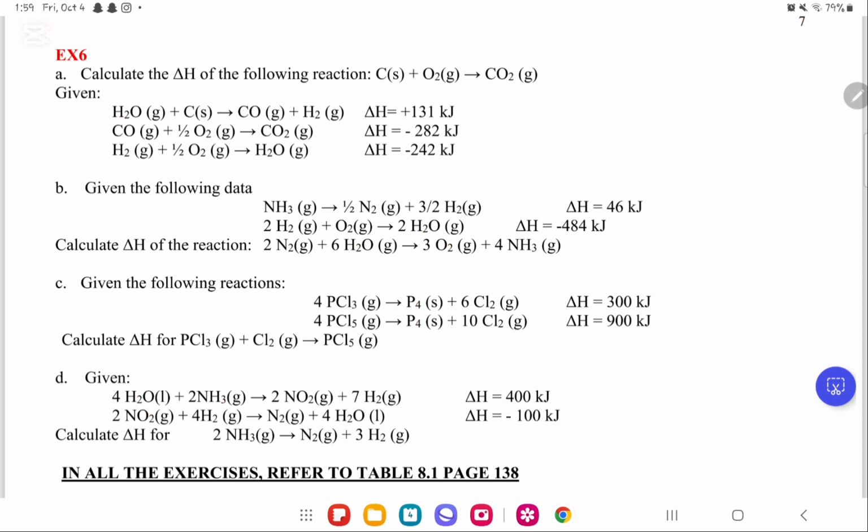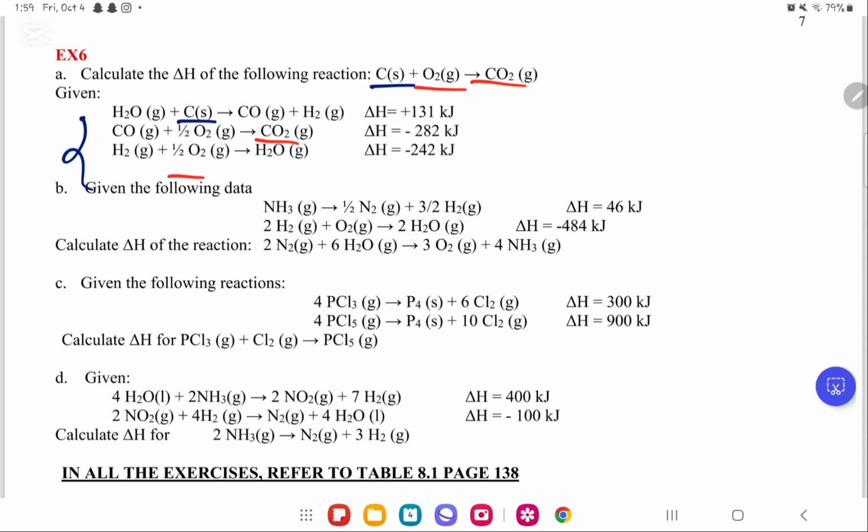Okay, calculate the value of delta H of the following reaction. We have C solid. Okay, we need C solid in the reactant. So which equation has C solid? This one. Okay, then we need O2. We have O2 in more than one place, so we're going to keep it as it is. Then we need CO2 in the reactants. We're also going to keep it as it is. If you noticed, we don't need to change anything.